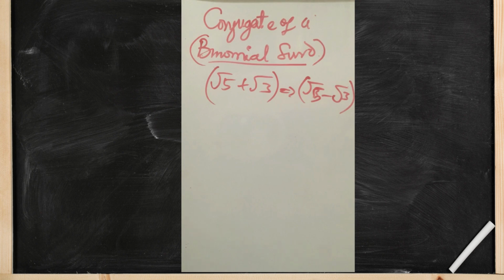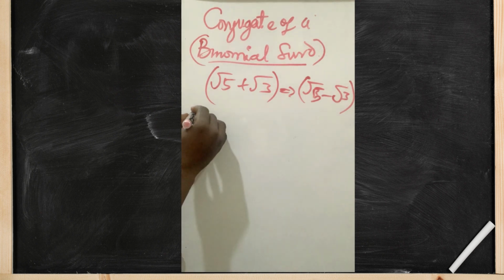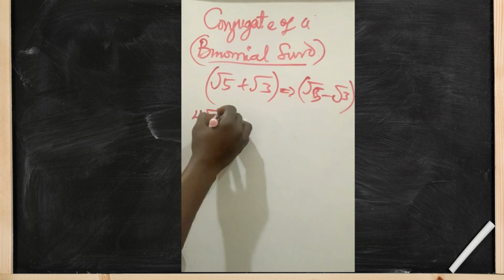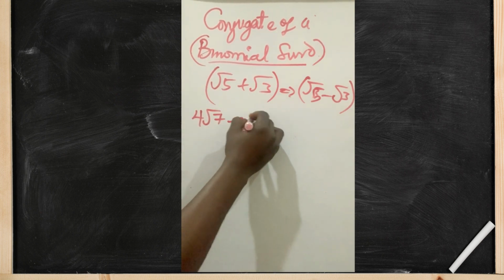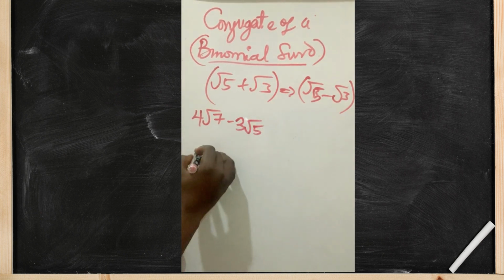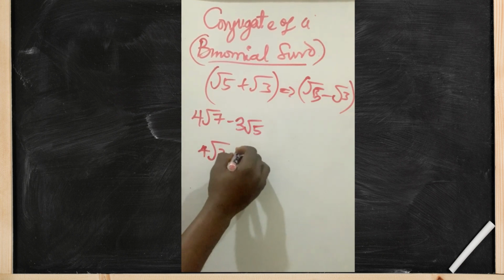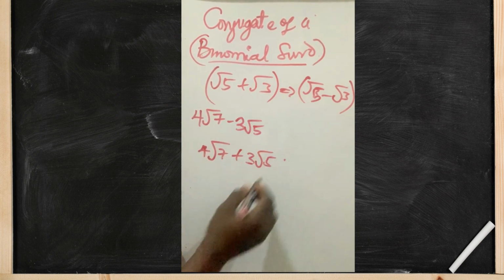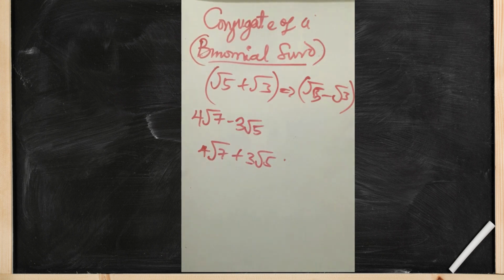So let's just quickly write the conjugate of each of these surds. If they ask us a question that we should write out the conjugate of the surd, it's just saying 4 with this plus 3 with 5. So this is the conjugate of this surd. So that's just the conjugate of this binomial surd.